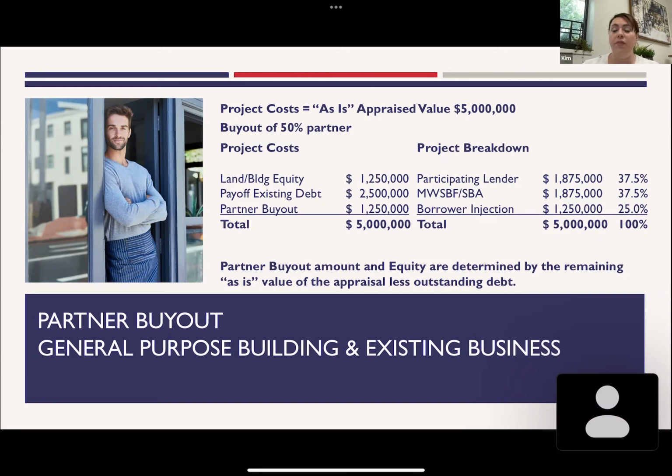So as you can see, we've got the existing debt, and I kept the math easy on this. Then the land and building equity and the buyout. So the borrower injection will be the remaining equity, and then we can split between the two of us in this case, because the equity is over the required down payment amount for the total project of $5 million.